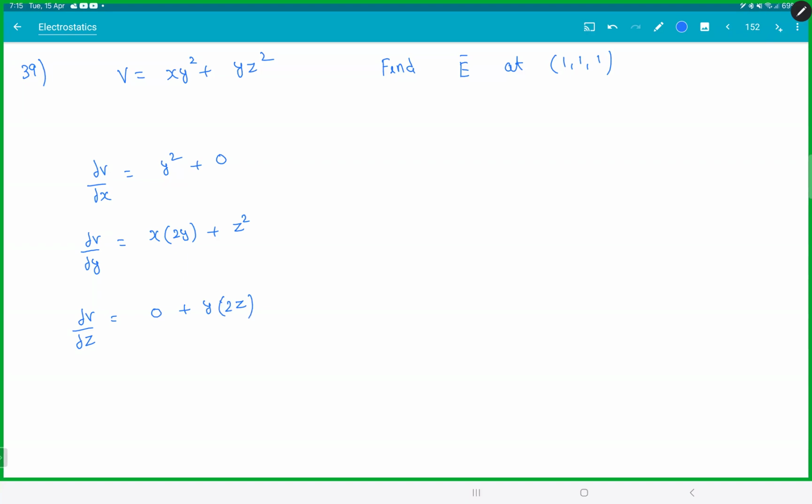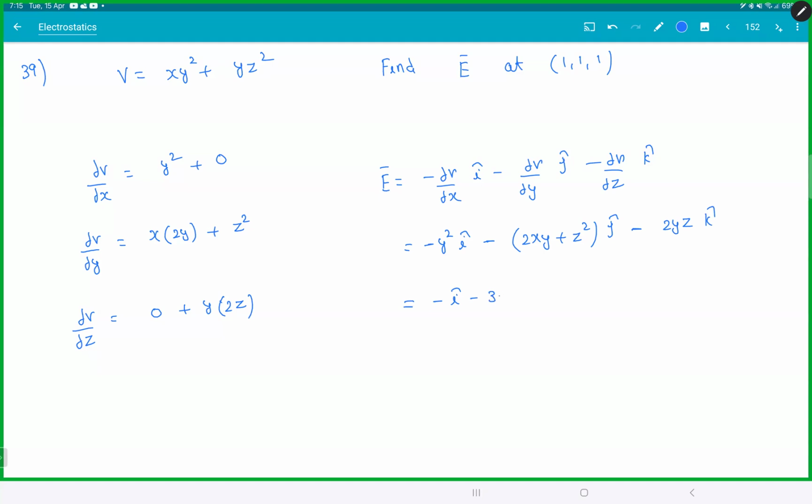So when you differentiate a function with x, x is a variable, everything else is constant. So therefore, the field E will be minus dou v by dou x i cap minus dou v by dou y j cap minus dou v by dou z k cap. Substitute here. So this will be minus y square i cap minus 2xy plus z square j cap minus 2yz k cap. Now substitute 1, 1, 1, and you will get minus i cap minus 3j cap and minus 2k cap. Is that clear, everyone? Easy?